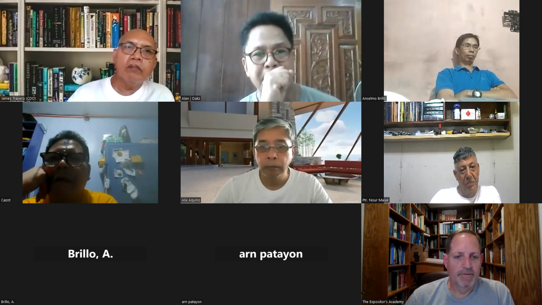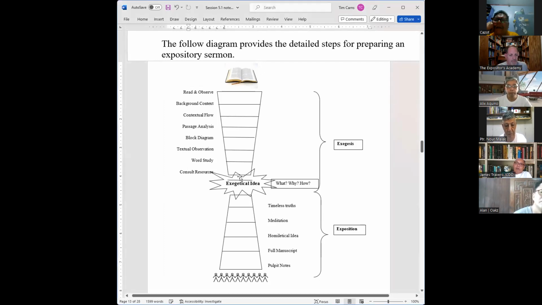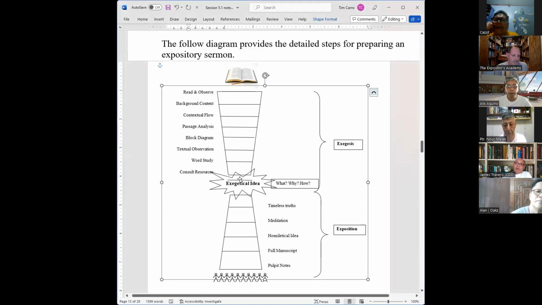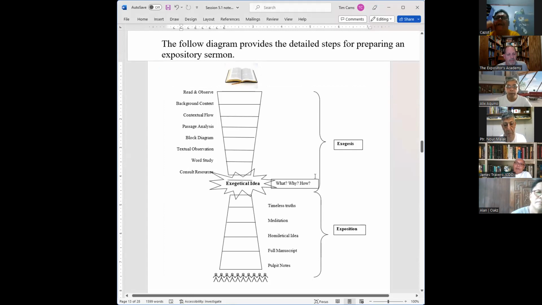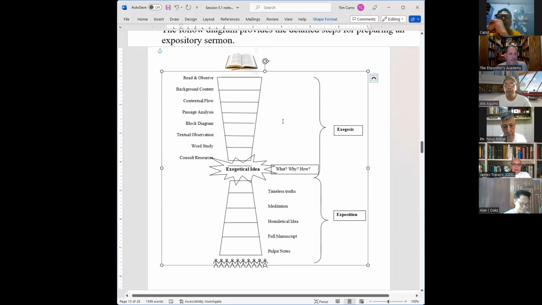So, in considering where we're at here, this is another figure you're also familiar with, but it just summarizes again the whole process for the study, preparation, and delivery of an expository message, going from the word to the people. And the key part is that exegetical idea, the author's intended meaning.